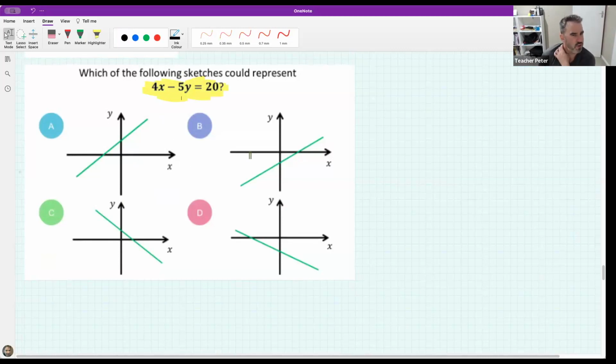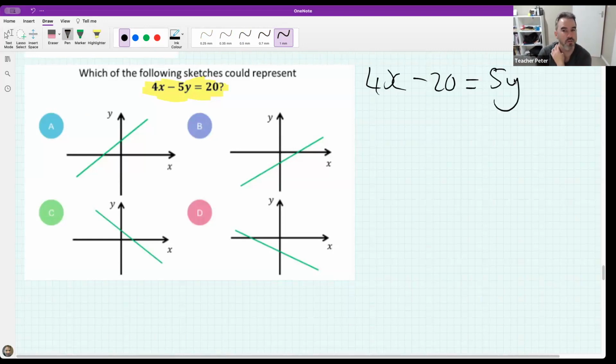What would I do first to help me find my bearings, to get organized? Sangha has said, and so has Tanda, it's not in standard form. You are spot on. We need to change it to standard form. There's a couple of ways we could do that. But the first thing I was going to do is move the 20 across to this side. And then I was going to move that across.